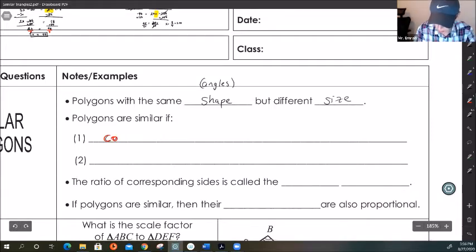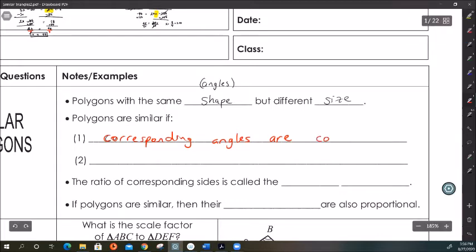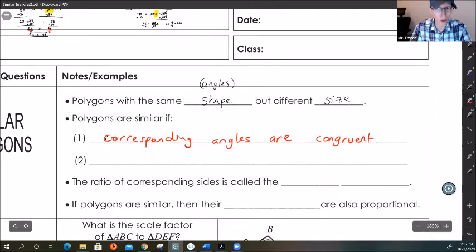Let me just write, corresponding angles are equivalent. And when I say equivalent, in geometry, for numbers, I'm going to use the word equivalent. But for shapes, I'm not going to use the word equivalent. What do I use instead? Congruent. That is correct. Congruent means equal shapes, equal measures of shapes.